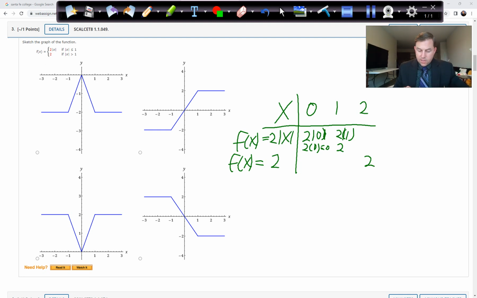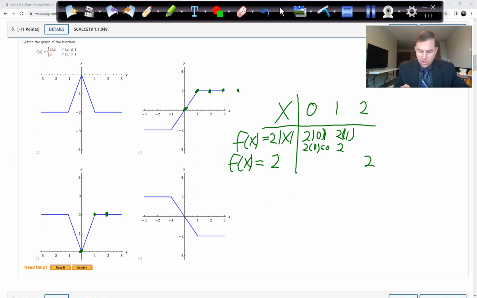So if we look at this, when x is 0, I get 0. When x is 1, I get 2. And every number bigger than 1 is going to be 2, 2, 2. So it's got to be this function here. Well, maybe not. Let's look at this one down here. This one says the same thing, so it could be this one. So unfortunately, since we only picked 3 dots, we need to pick more dots.